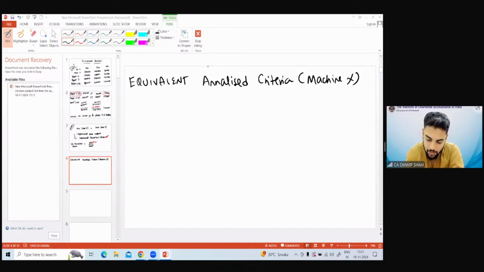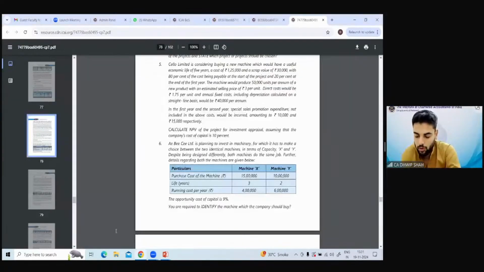It will be confusing which method to use. See, if you want to use the replacement chain method, then you first need to find the LCM between the two. Here the LCM would be 6. The common multiple between the two is 6. So it means you have to take the project of machine X 2 more times. Are you getting this? And you have to take the project of machine Y 3 times to make it comparable.